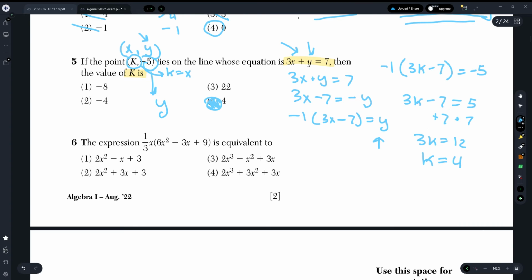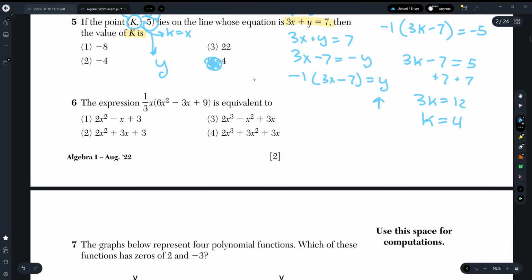our y value, right? Moving on to number 6, the expression 1 over 3x times 6x squared minus 3x plus 9 is equivalent to which of the following? So this is going to be a distribution problem or simplification problem. Before I do anything, I'm going to look at my individual terms and see if it's really reduced. So here I have 6, here I have 3, negative 3 actually, and here I have 9.